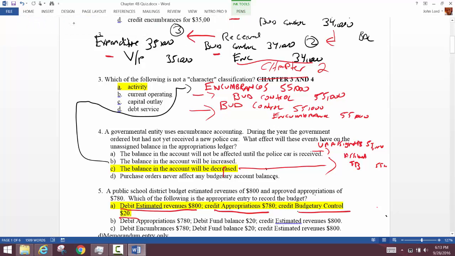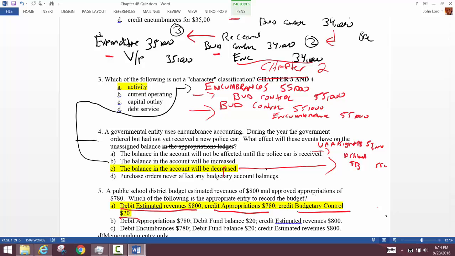Okay, so we say that a governmental entity that uses encumbrance accounting during the year ordered but had not yet received a new police car. What effect will the events have on the unassigned fund balance? And I shouldn't have had it in the appropriations ledger. We don't show an unassigned fund balance in the appropriation ledger. Just, period, the unassigned fund balance.